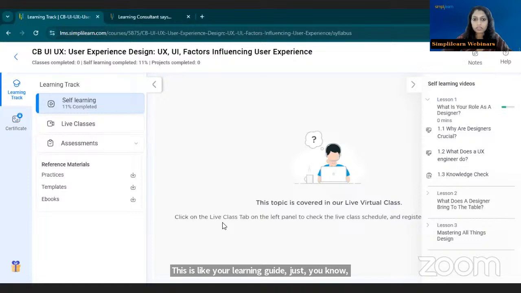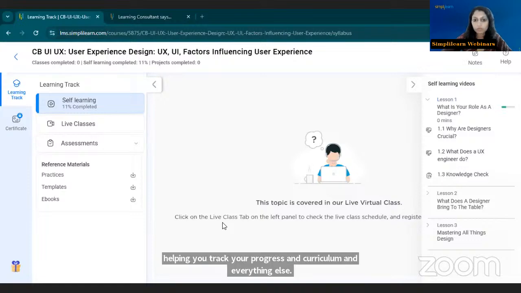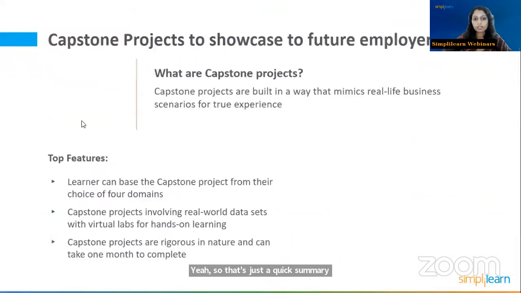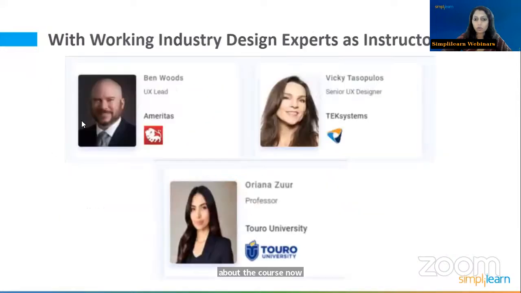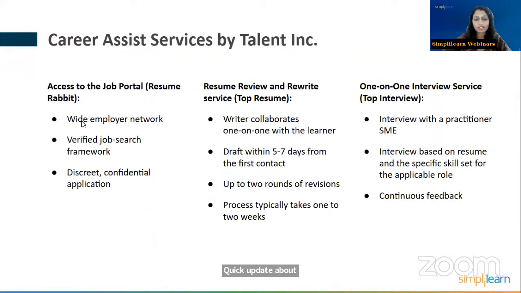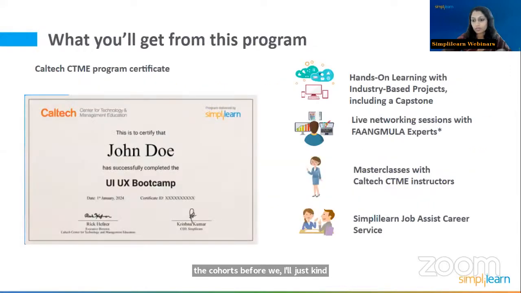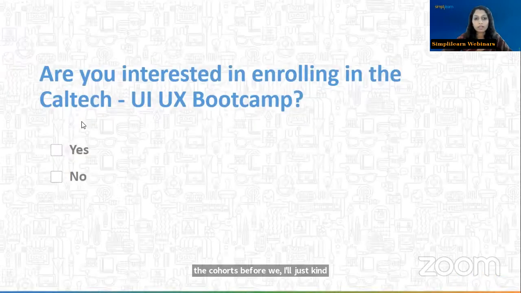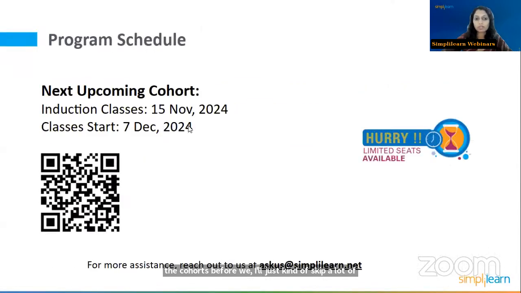Yeah, so that's just a quick summary about the course. Now, a quick update about the cohort. So I'll just skip a lot of slides because we're running out of time. But if you are looking to enroll, the next cohort starts on the 7th of December, and you still have time. Of course, the induction classes start tomorrow, but you still have time to apply, and you will still be taken in for this particular cohort, right?